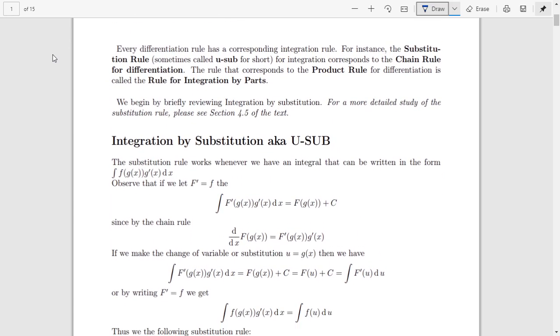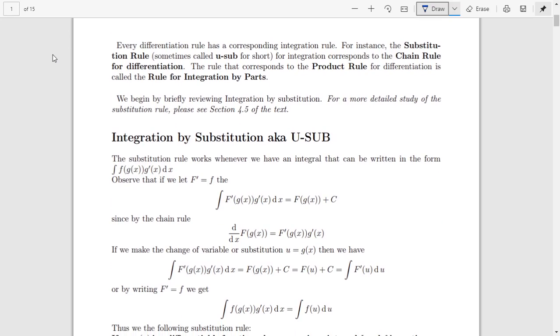Now we know that integration is the reverse or opposite of differentiation. So if we have a differentiation rule, there would be an integration rule that corresponds to it. For example, the substitution rule of integration, usually called u-sub, corresponds to a differentiation rule called the chain rule. Also, the rule that corresponds to the product rule for differentiation is integration by parts, that will be seen very soon.